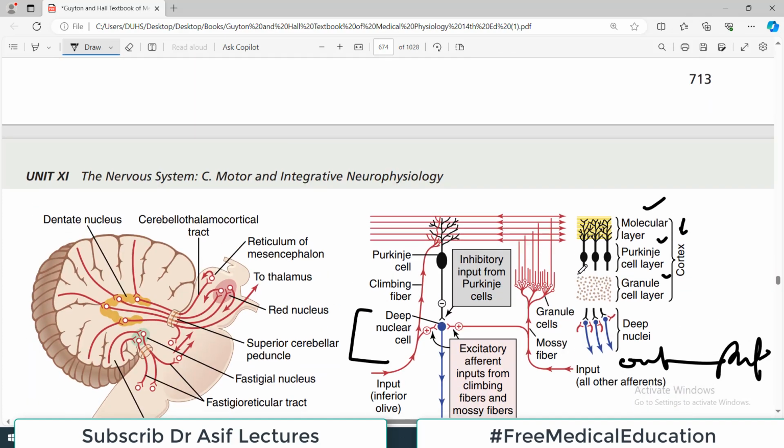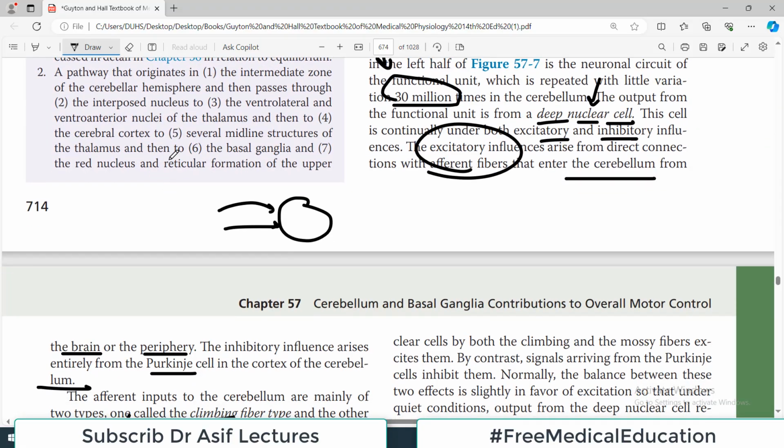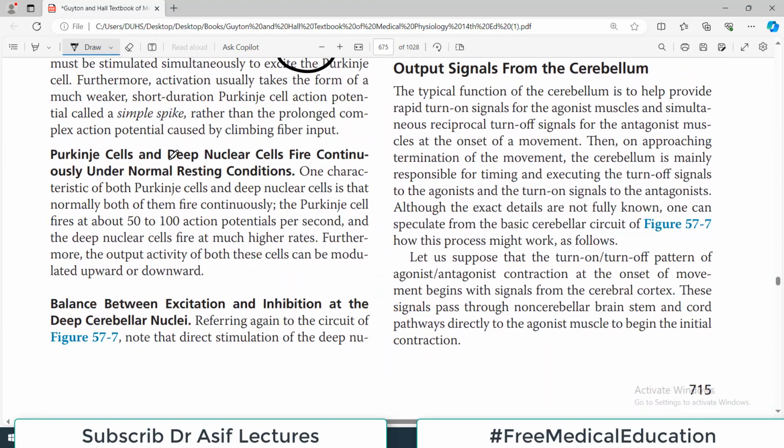So again, look at this diagram. So these are the Purkinje fibers. Purkinje fibers are the major role player of a lot of input coming from different parts of the brain, and that input will either be in the form of climbing fibers or it will be in the form of mossy fibers. Whatever input is coming, it will concentrate on the Purkinje cell and then to the output cell which is the deep nuclear cell. Okay, so ये circuit आपको basic structure of the circuit is a must remember.